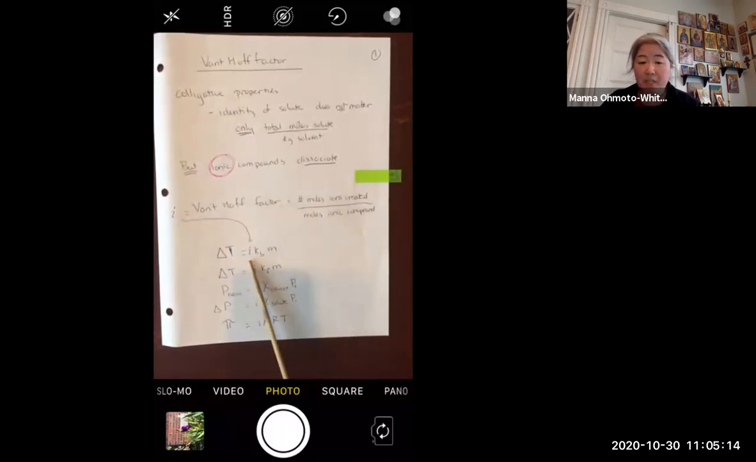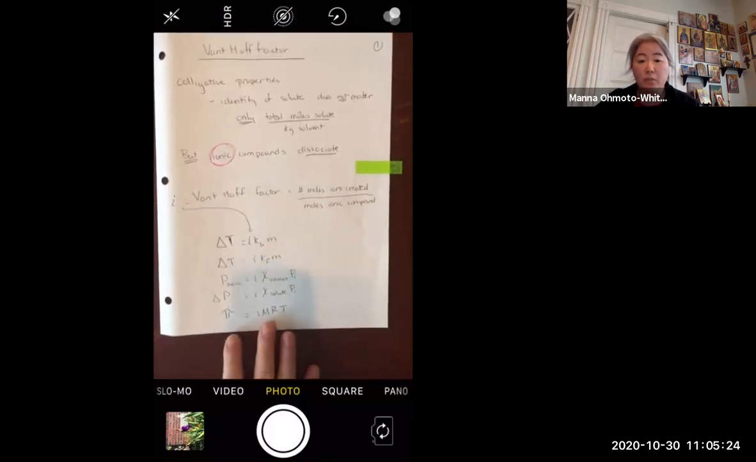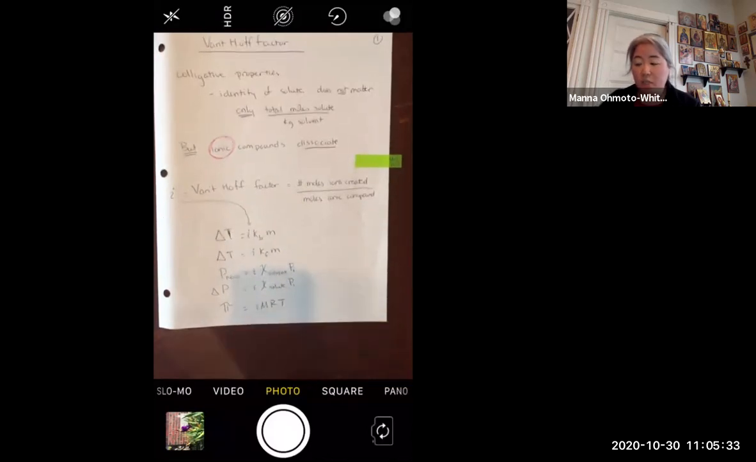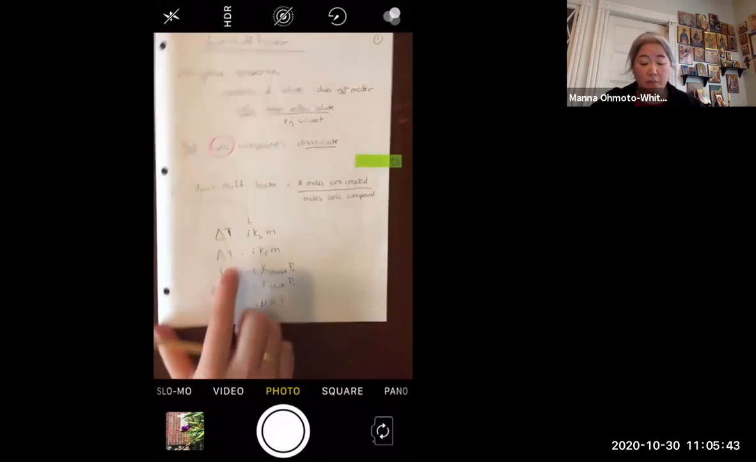So I just plug that into my delta T expression. Delta T is equal to i, the Van't Hoff factor, times KbM or KfM, depending on if I'm looking at boiling point elevation or freezing point depression. It would also go in when you're looking at vapor pressure lowering. You're multiplying it by that Van't Hoff factor, as well as for osmotic pressure. So anytime you have any sort of compound in which you have dissociation and you're working with colligative properties, you have to take into account the Van't Hoff factor.